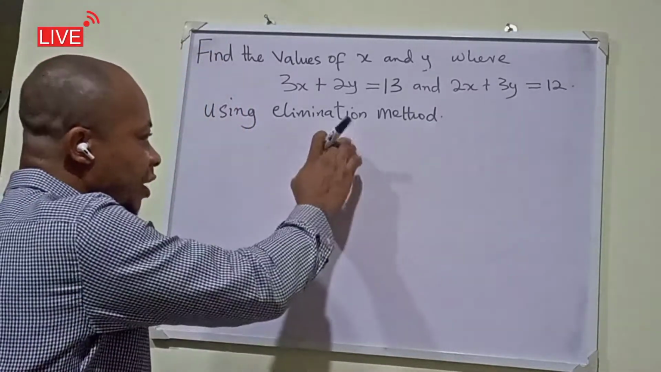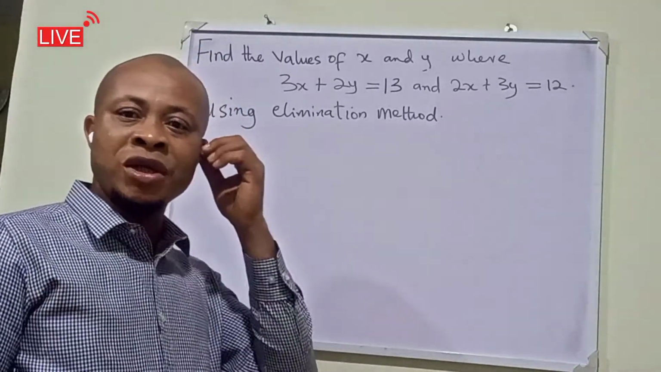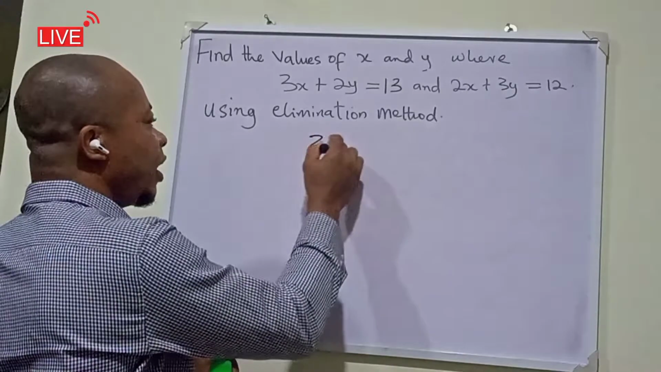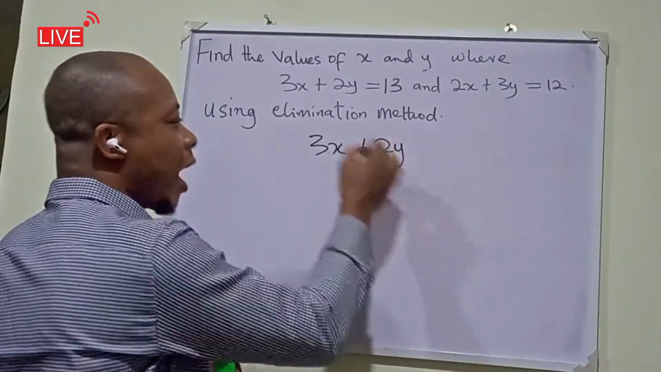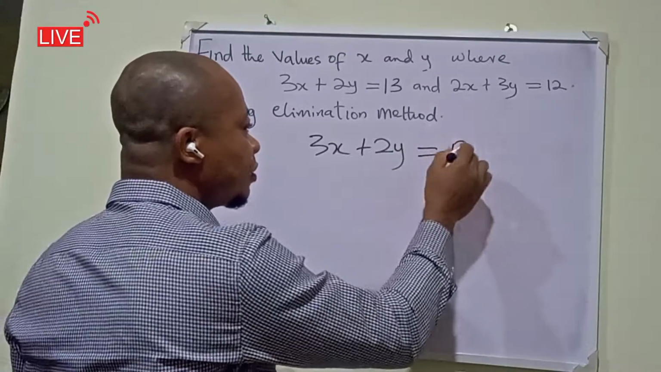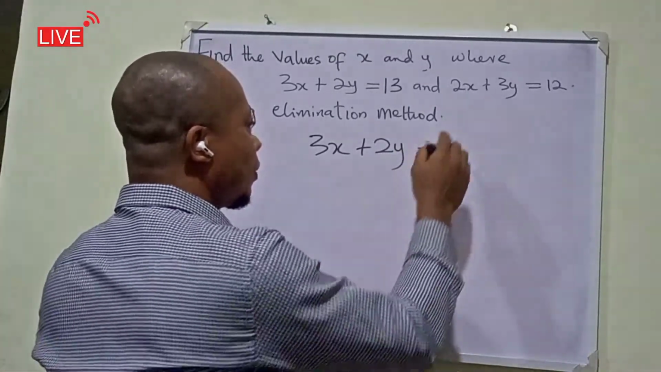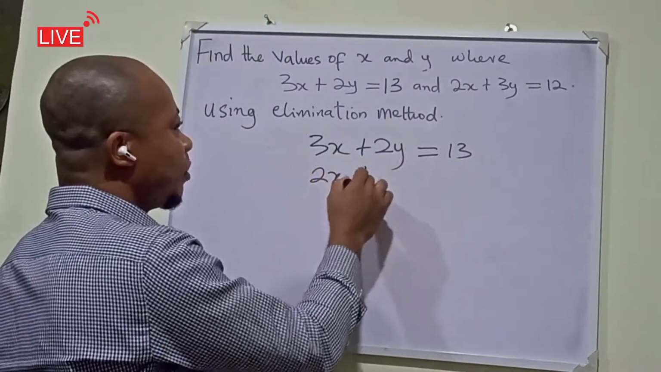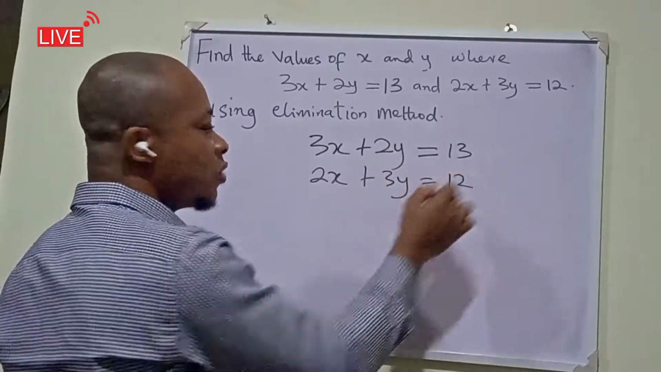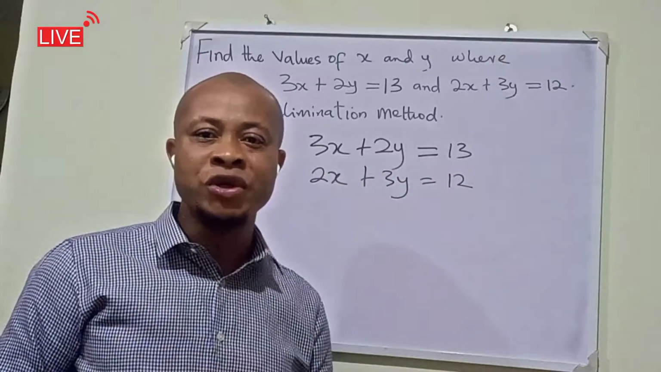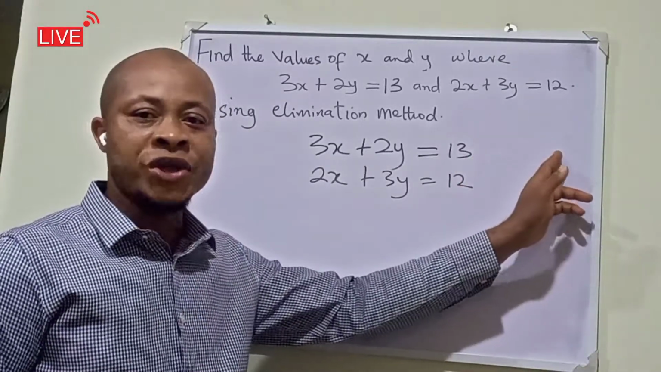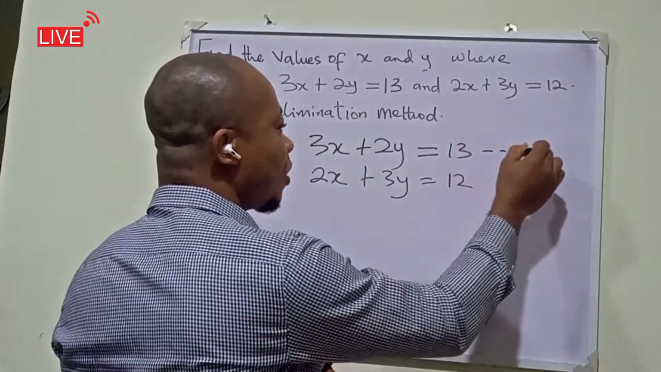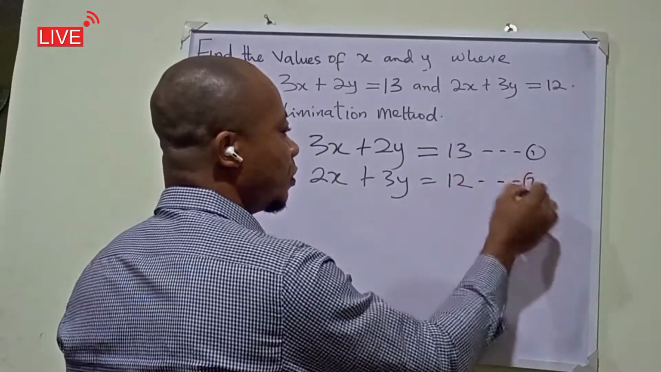Alright, the first thing we have to do is to write out the equations that are given to us. Now we are given 3x plus 2y equals 13. Then we are given 2x plus 3y equals 12. The first thing we have to do is call this equation 1, call this equation 2. So you just say equation 1, equation 2.